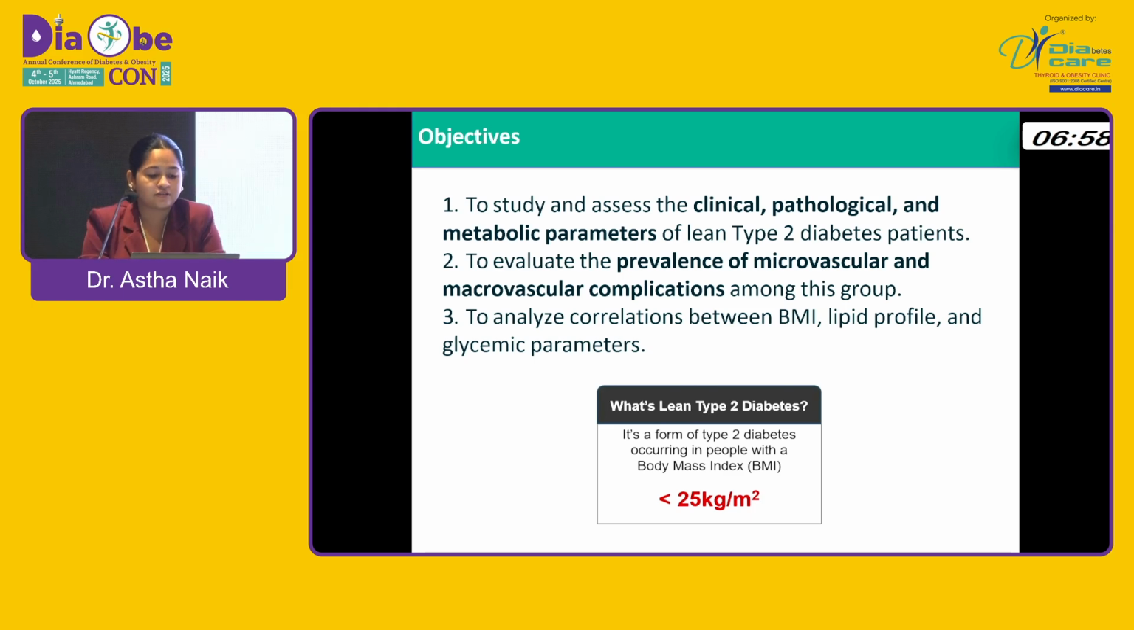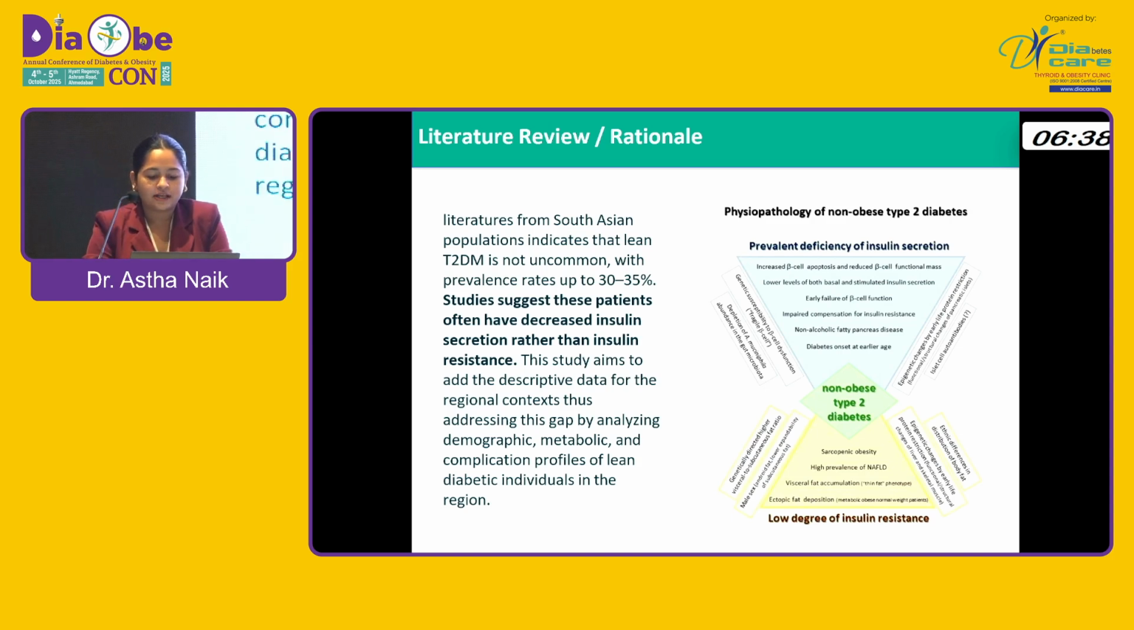We had three key objectives during this study: to assess the clinical, pathological, and metabolic parameters of lean type 2 diabetes patients, to evaluate the prevalence of microvascular and macrovascular complications, and to analyze the correlation between BMI, lipid profile, and glycemic parameters. This was a cross-sectional study conducted at a tertiary hospital in Vadodara. We included 100 adult type 2 diabetic patients with BMI below 18.5 kg/m². Demographic, anthropometric, and biochemical data was collected, and all were screened for retinopathy, neuropathy, nephropathy, and cardiovascular involvement using standard clinical protocols.